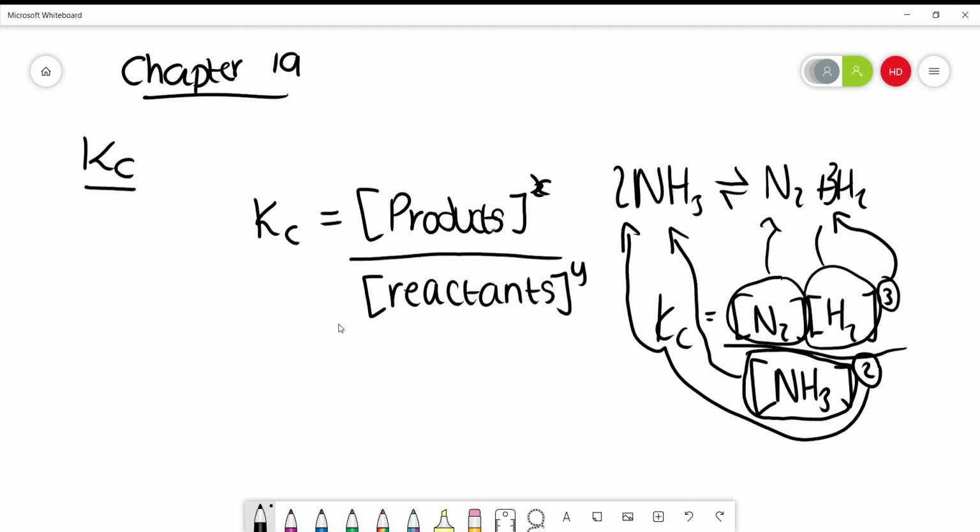This is uncommon to see, because normally you'll see it the other way around, because the Haber process is normally defined as the reaction of nitrogen and hydrogen to form ammonia. But that, I think, is a good example of showing how Kc is written.